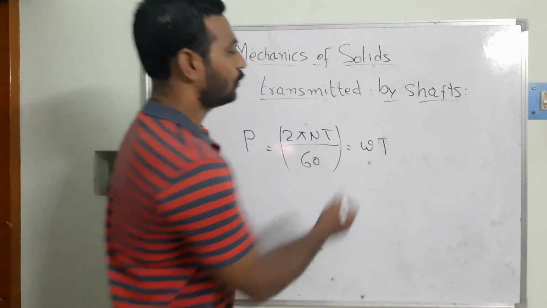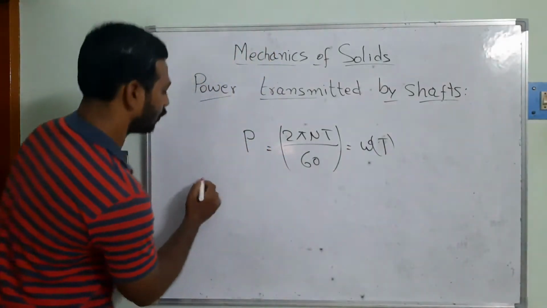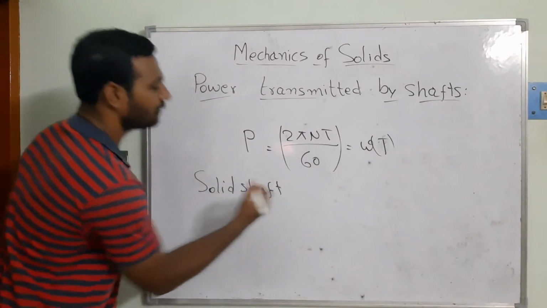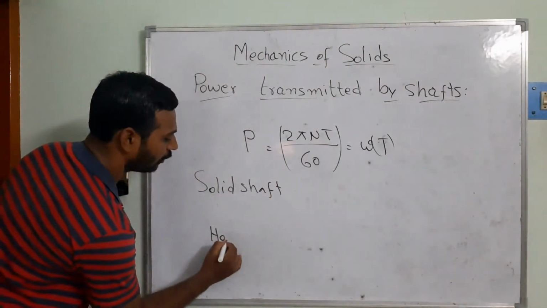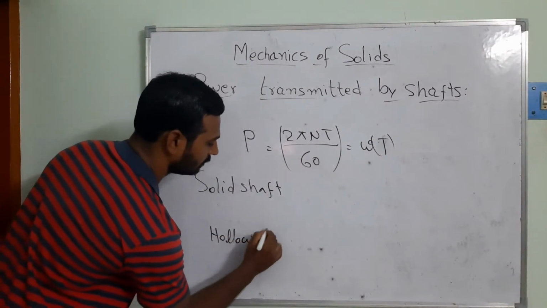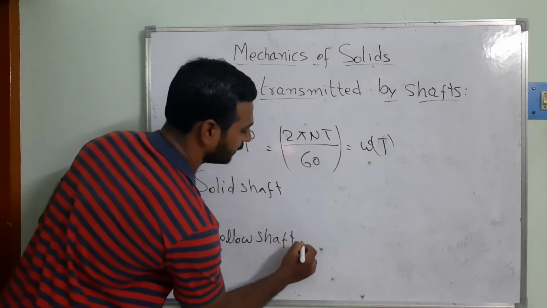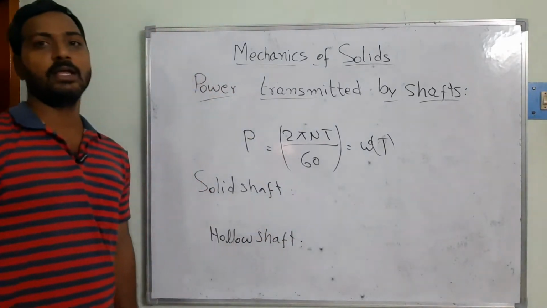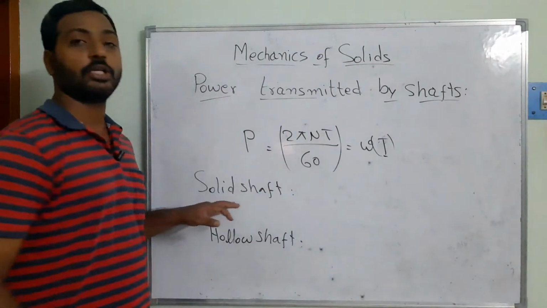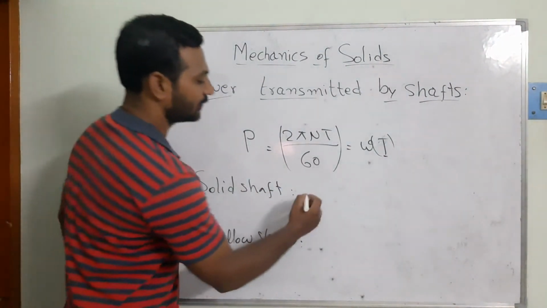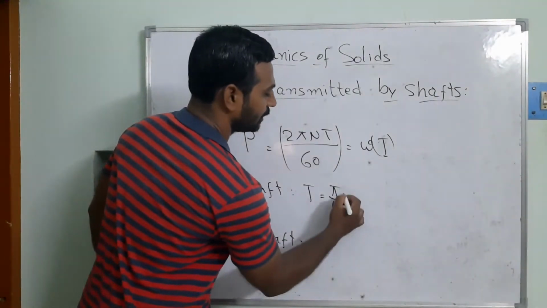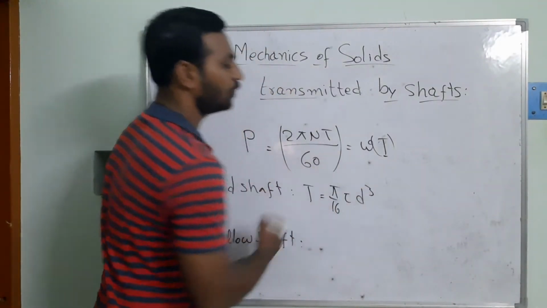So then how to find out? Suppose there is a solid shaft. Solid shaft can transmit the power, and similarly there is a hollow shaft also there. So in this case what will happen? What is the T value? Already we derived the amount of the torque transmitted by the solid shaft. The T is equal to pi by 16 tau into d cube I am going to be considering.